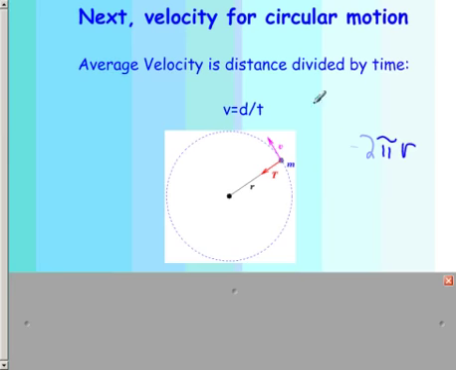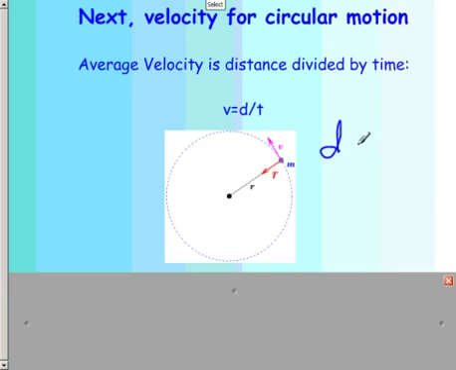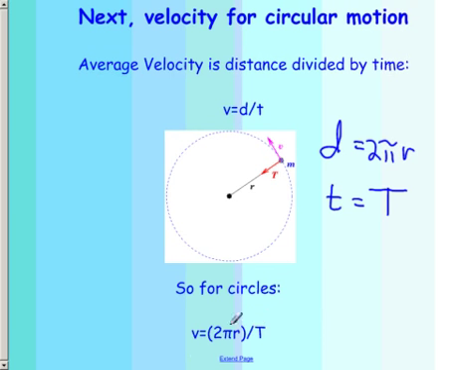And whoopsie, I got to go to my better pen. Sorry about that. Let's write this so it'll stay. My distance equals 2 times pi times r. And then what's the time it's going to take to go around in a circle? Let's just call that a capital T, or call it the period. So if I do distance divided by time, what I'll end up with is the velocity is 2 times pi times r, that's distance, divided by the period. So if the distance is once around, then the time has to be for once around as well.